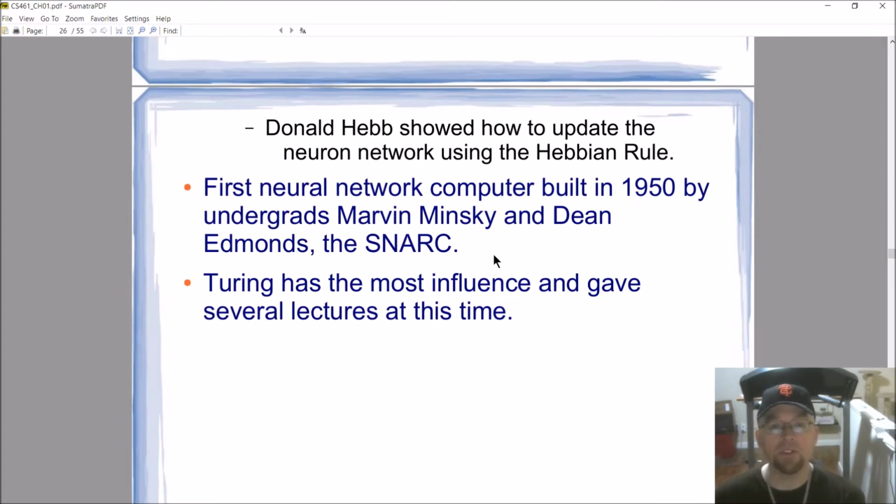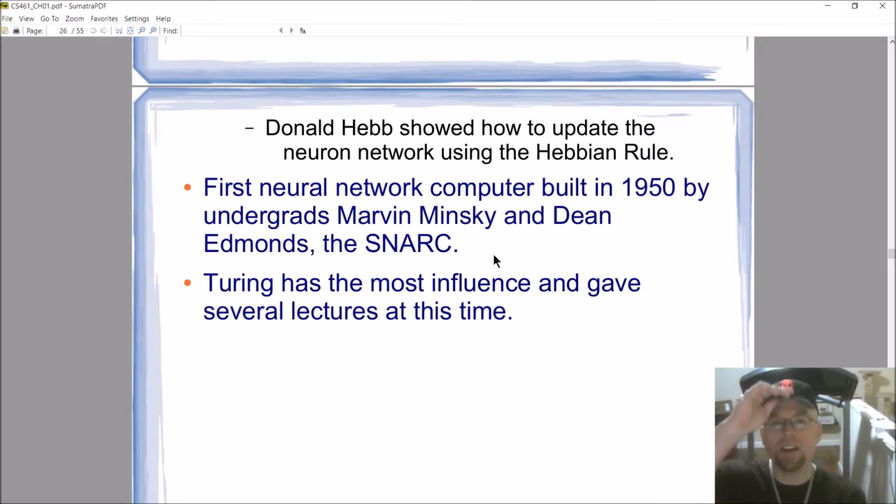Now, these guys were doing theoretical stuff. The first neural network computer was built in 1950. Again, 70 years ago, there was a computer that was built based off of neural networks. And believe it or not, it was built by undergrads, right? And the name of the computer was the Snark.